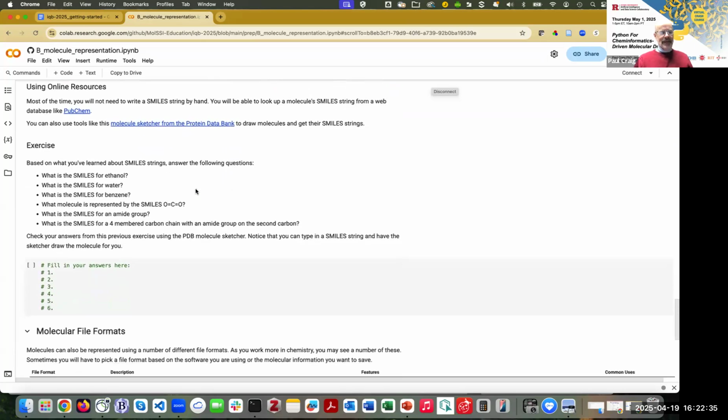And so we have an exercise here. For this exercise, I'd like you to take a few minutes to come up with a SMILES string for different molecules. The box here is actually an executable cell, but it's really just a list. Every line is commented, so it's really just going to be a series of comments.